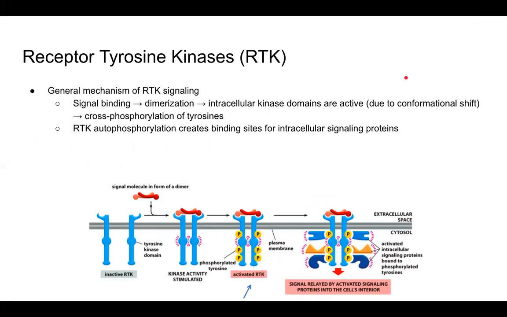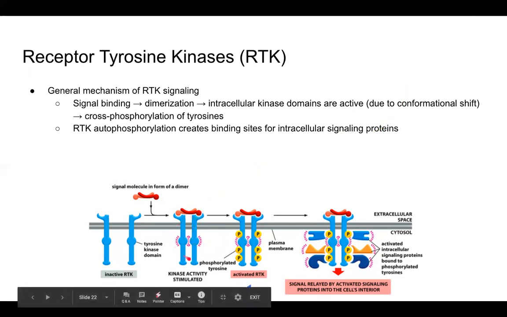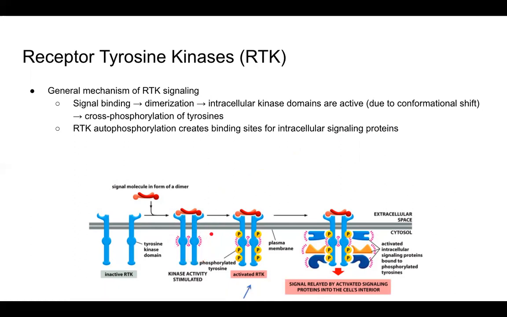So the general mechanism of RTK signaling: the signal binds, in the form of a dimer, so it dimerizes, or dimerization. Then the intracellular kinase domains, which are in the illustration, become active due to a conformational shift. So the two come together and that causes a shift, which then causes cross-phosphorylation of tyrosines. The tyrosines in the illustration cross-phosphorylate each other.